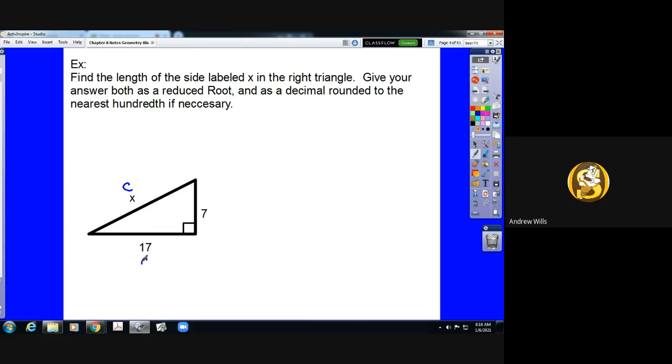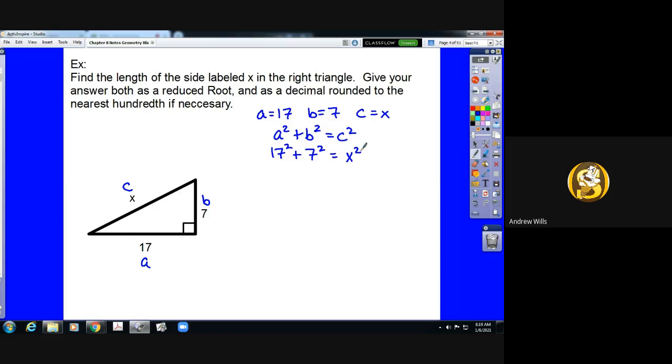The other two sides, it does not matter at all which one you call A and which one you call B. So for instance, we could use A is 17, B is 7, and again, C is what we're trying to find. Now, A and B are interchangeable. If you decided that A was 7 and B was 17, that does not matter. It should make absolutely no difference at all in the problem, okay? We're doing A squared plus B squared equals C squared. So that would be 17 squared plus 7 squared equals X squared.